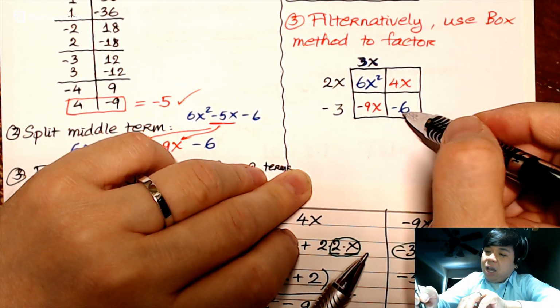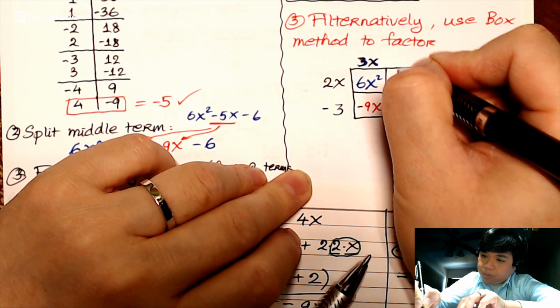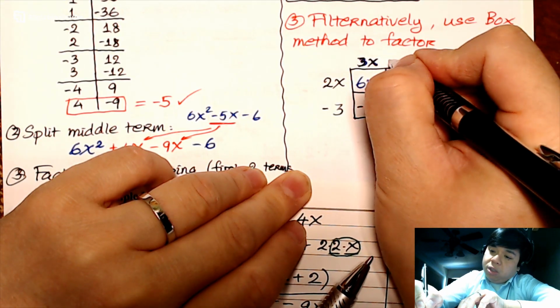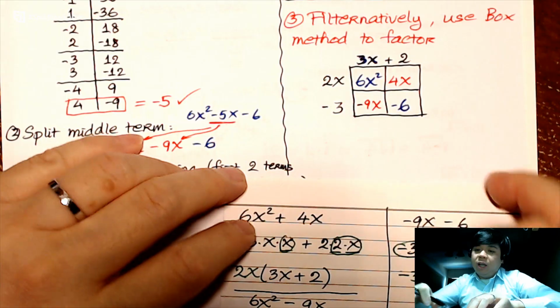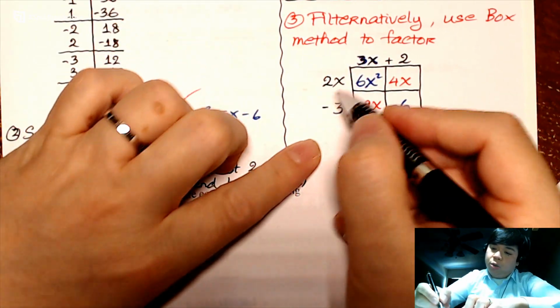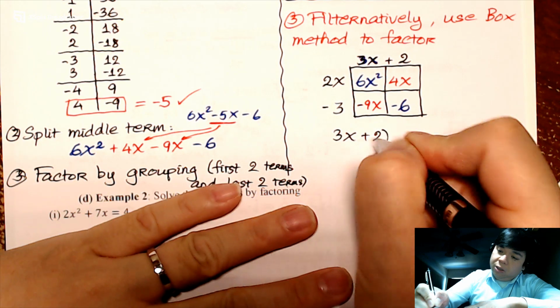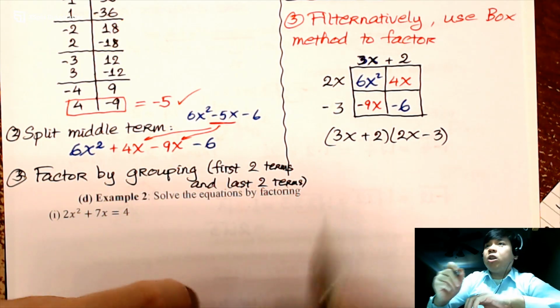And finally for 4x and -6, we do that again. Looks like both of them divide by 2. And the sign here, the top is positive. So it's going to be positive 2. And finally we have 3x plus 2 and 2x minus 3. Okay, so that's how we factor.